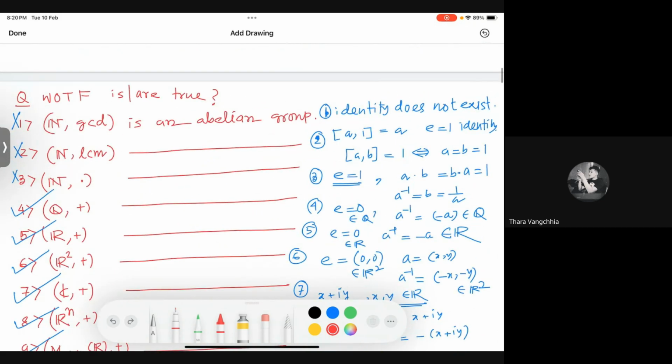Okay. So N comma dot, is it a group? See, 1 is the identity element, right? But what is the inverse of 2? It means 2 times a is equal to 1. So a is equal to half, but half does not belong to N. So the inverse does not exist, right? So this is not a group. Similarly, this is not a group and this is not a group. Okay.